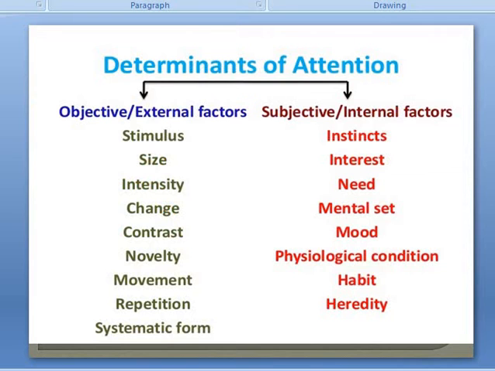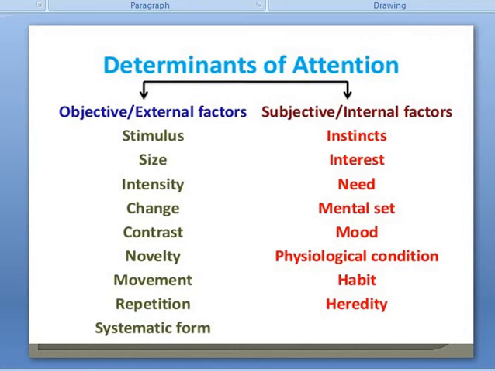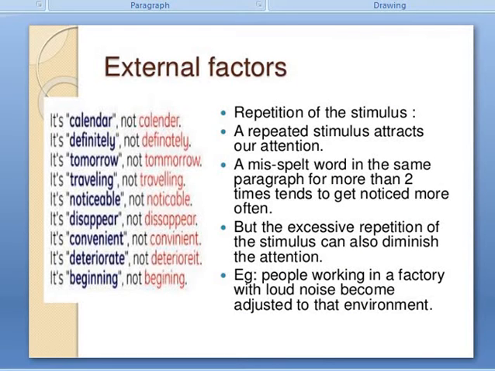Now, here are some determinants that affect selective attention. Factors affecting selective attention. So here are two factors. You can see external factors and internal factors. External means stimulus size, intensity, change, contrast, novelty, movement, repetition, systematic form. And internal factors are instincts, interest, need, mental set, mood, physiological condition, habit, and heredity. So these are internal.